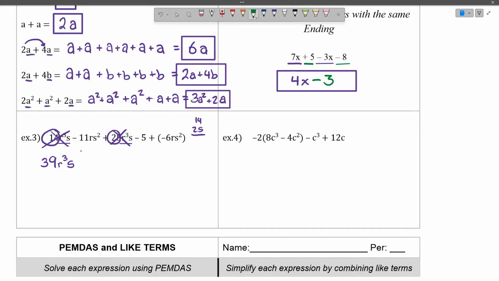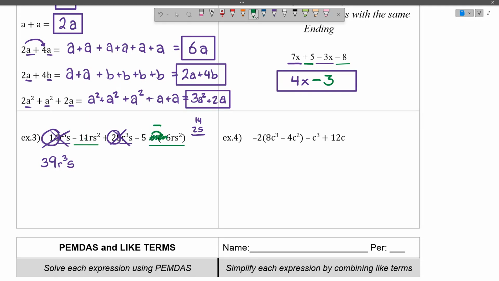Next thing I'm going to try and combine, let's go rs squared. I've got 11 rs squared. Is there any other rs squareds? Yeah, right here, negative 6 rs squared. I might first want to try and simplify this. Positive times a negative turns this into a negative, so I can ignore this. This is negative 6 rs.